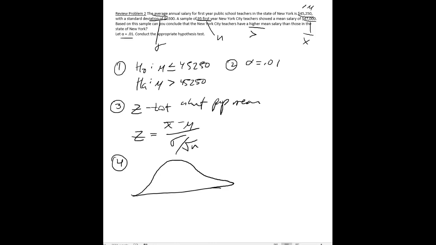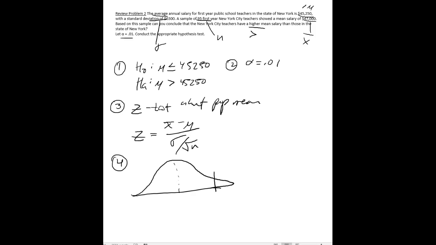Okay, and so we know that it's a z-curve, and how many tails is it? Well, we look up into our hypothesis. And our hypothesis shows us that it's a directional, right? It's not equals, not equals. So it's going to be pointing to one side, so it's going to be a one-tailed test. And what side is the tail on? You always look at the HA. So the HA, it's pointing to the right, so it's on the right tail.